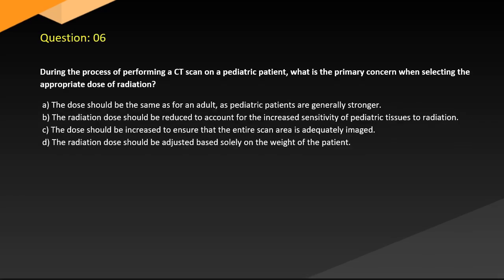Question 6. During the process of performing a CT scan on a pediatric patient, what is the primary concern when selecting the appropriate dose of radiation? A. The dose should be the same as for an adult, as pediatric patients are generally stronger. B. The radiation dose should be reduced to account for the increased sensitivity of pediatric tissues to radiation. C. The dose should be increased to ensure that the entire scan area is adequately imaged. D. The radiation dose should be adjusted based solely on the weight of the patient.